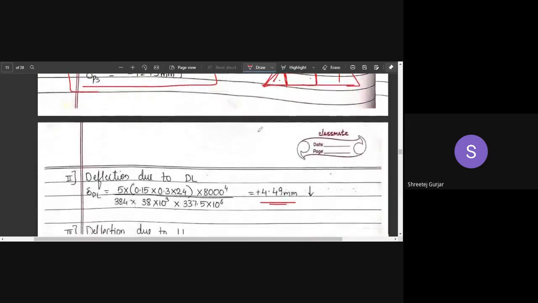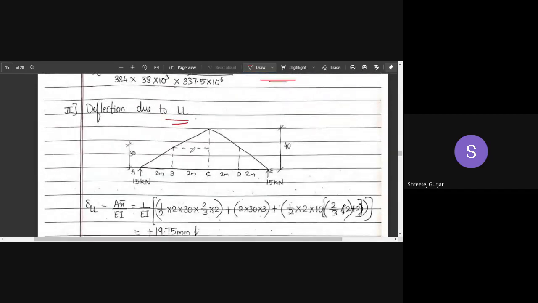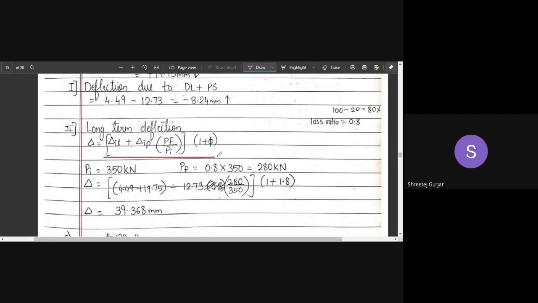You can either separate it into parts, one triangular part, then one rectangular part, and then one more triangular part over here, and then you can calculate. Multiply each of the areas by the centroidal distance from the support. Then you'll get the deflection due to live load, and then you can substitute for long-term deflection. For long-term deflection, I've told you the loss ratio is 0.8. That is it.